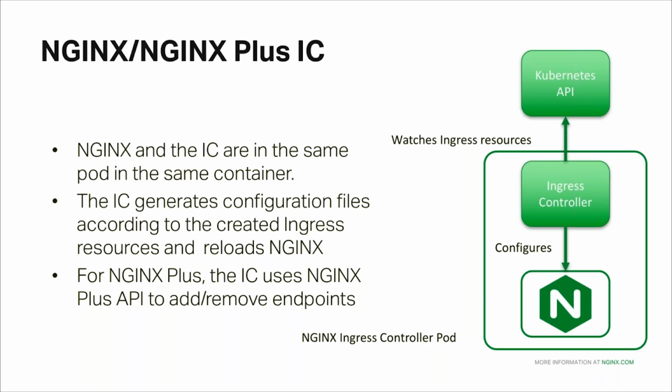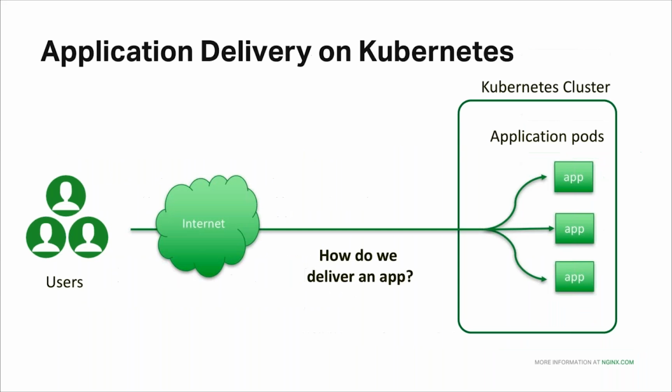So the question is, you said that NGINX may substitute kube-proxy too. What are the benefits or improvements? In this case, NGINX doesn't substitute kube-proxy.